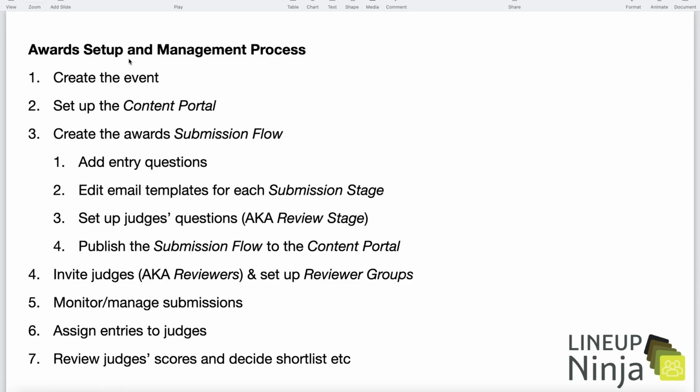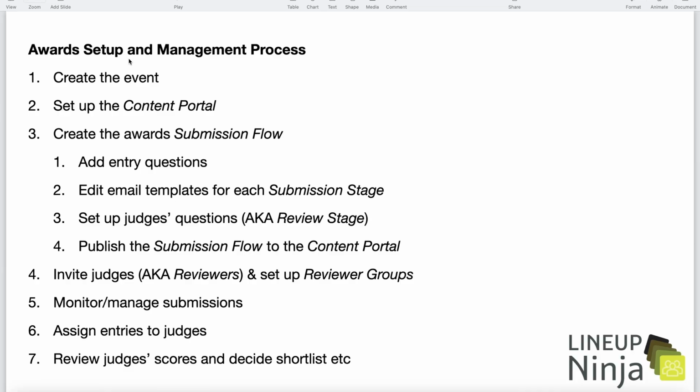Once that's all set up and we're starting to receive some entries, then we want to monitor and manage those entries or submissions. I'm going to use the term entry and submission interchangeably because in Lineup Ninja, we call them submissions, but in the awards world, it's more common that they're called entries, but they mean the same thing for the purposes of this video.